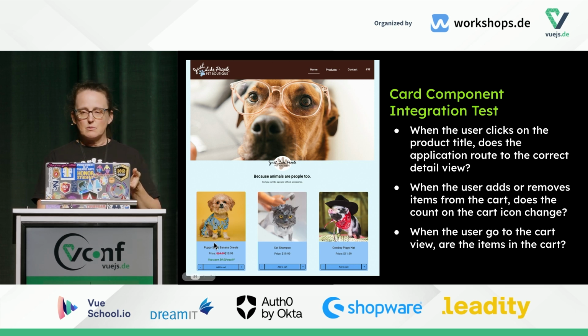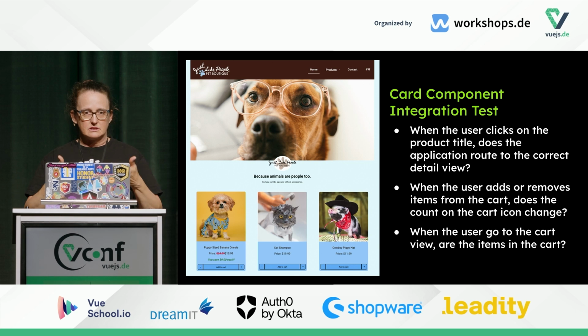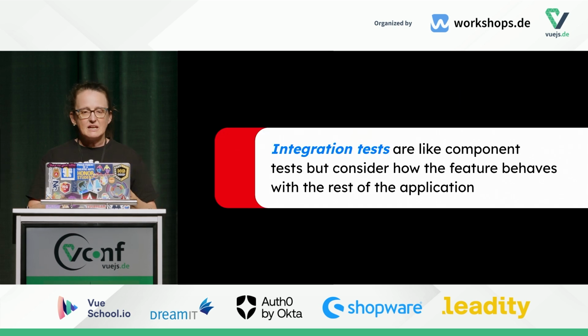So in this case, I want to test that when the user clicks on the title or the image, it's actually going to route me to that product detail. I want to test that when I click on one of these buttons, this number up here in the cart is changing. And then if I navigate to the cart component, I want to make sure that items are actually getting added to the cart as expected. So that's my integration test.